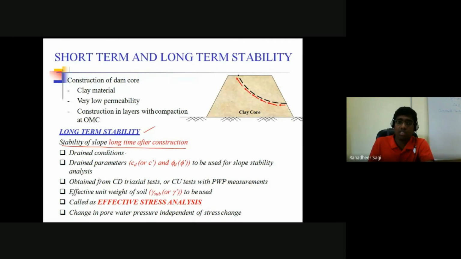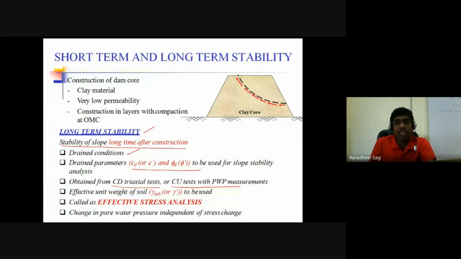So if I am analyzing the slope after a long time following the construction of the embankment or the dam, then we consider drained conditions, because the complete consolidation process would have completed in that soil. So the corresponding C and phi parameters we use in the analysis are your drained parameters, which you might have obtained from your CD test, or from your CU test with the pore water pressure measurements that you have determined.